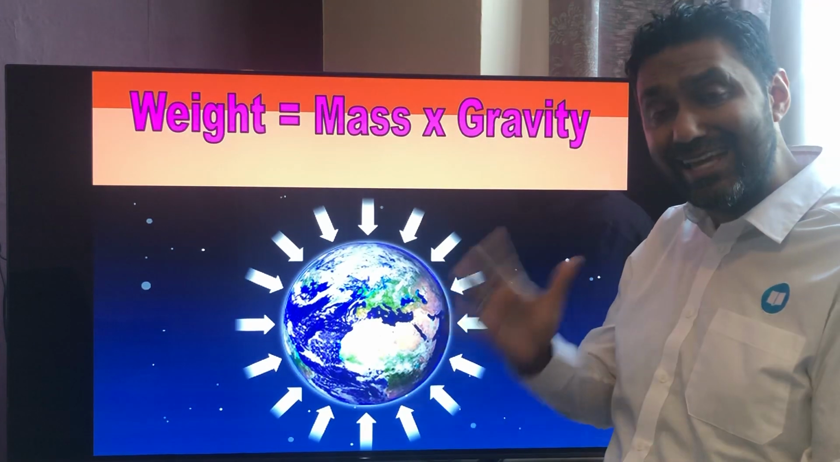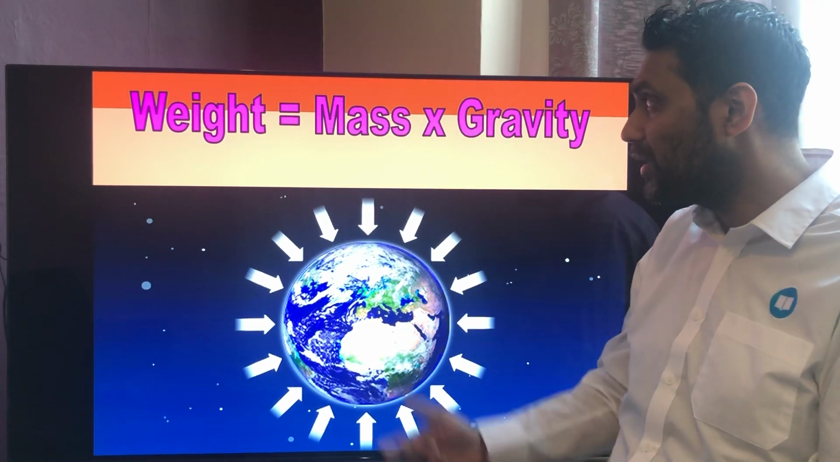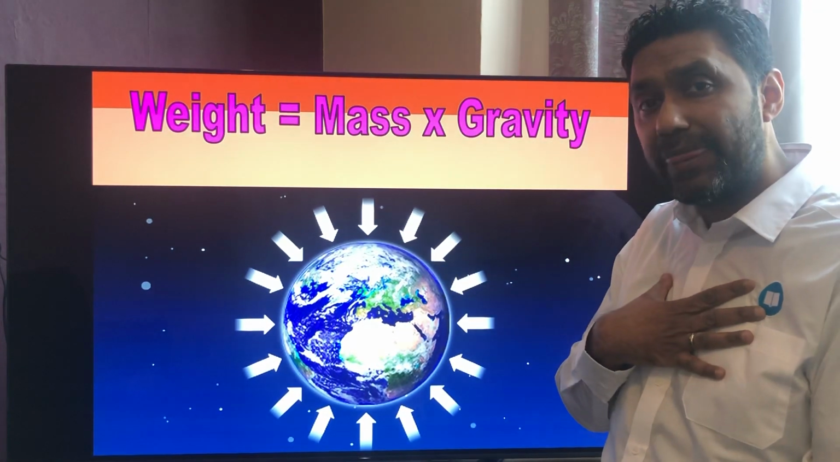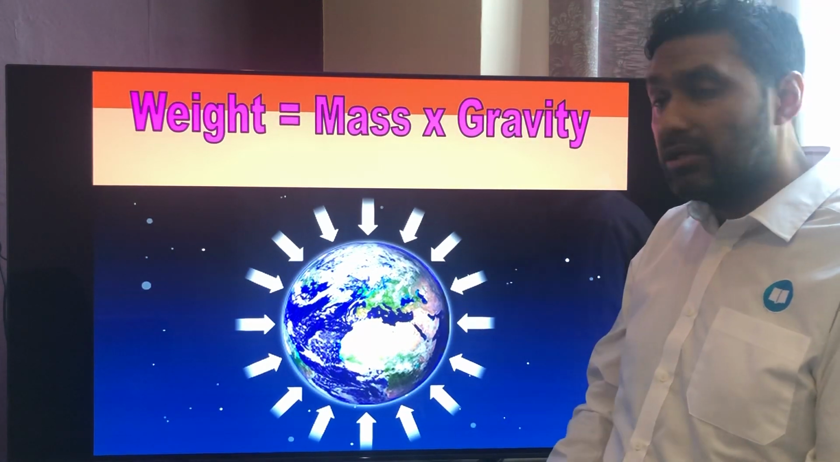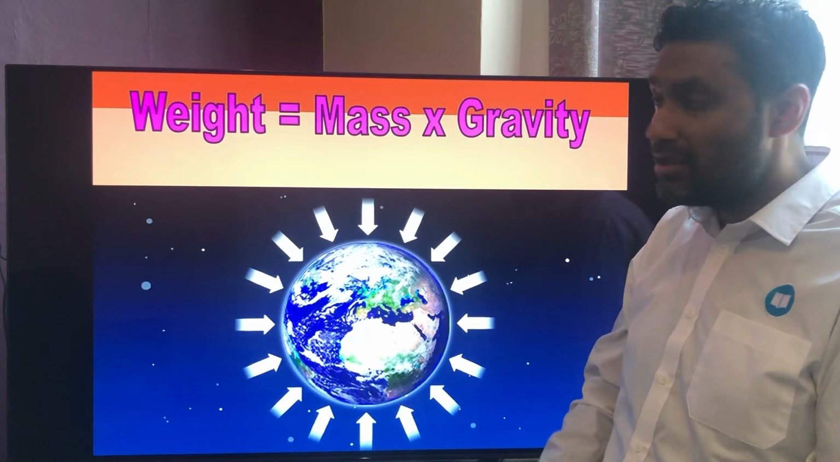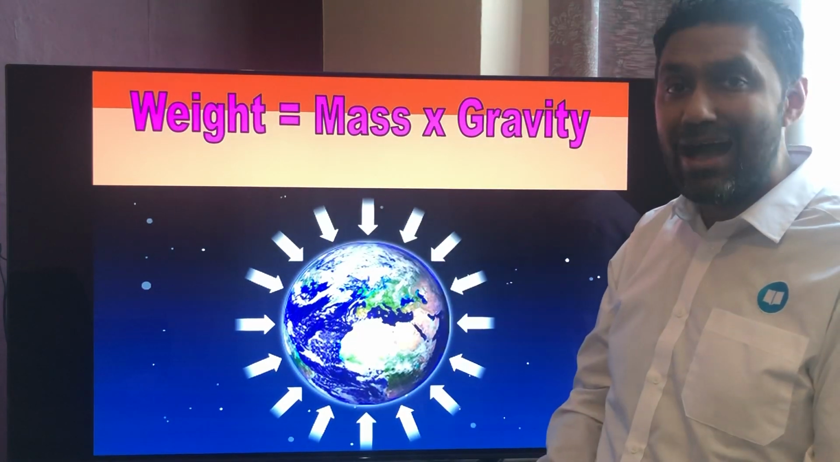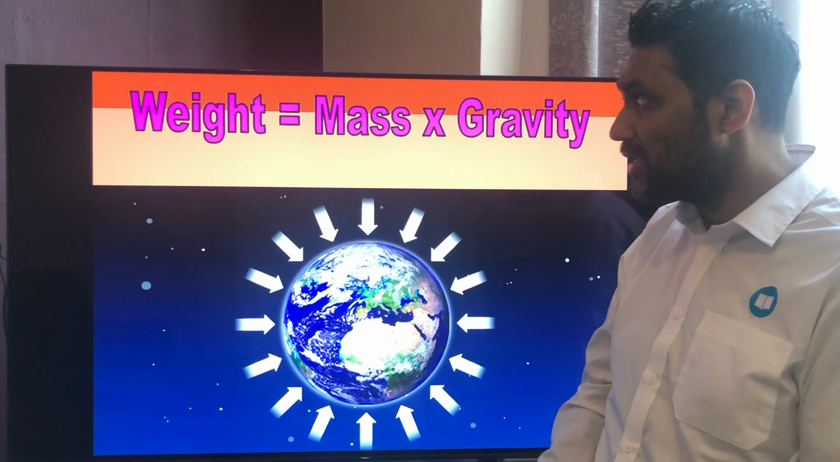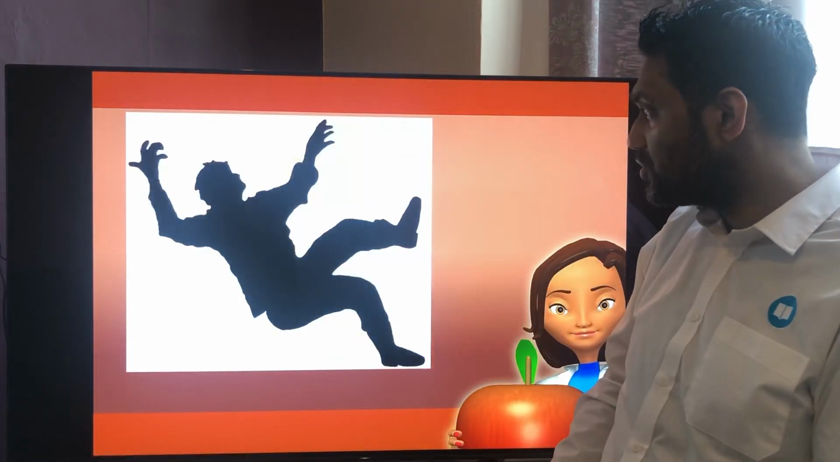And it's a constant, it stays the same. Earth's gravitational field strength is 10 newtons per kilogram. So if my mass is 100 kilograms and my gravitational field strength on Earth is 10, then my weight would be 100 times 10, which gives me 1,000 newtons. So that would be the weight, 1,000 newtons. Remember, your weight must be in newtons.